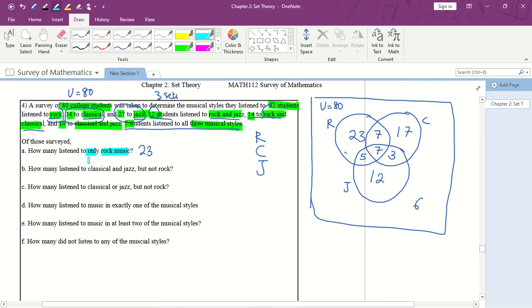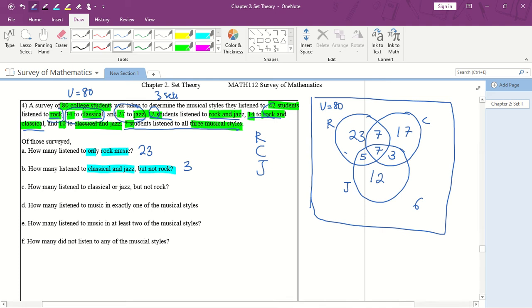And the next question. How many listen to classical and jazz, but not rock? Or you can say classical and jazz only, because there's no rock. So we know the region will be classical and jazz, where classical is here and jazz is here. Classical and jazz, but no rock, so it will be here. So it will be 3. There are only 3 students who like to listen to classical and jazz, but not rock.